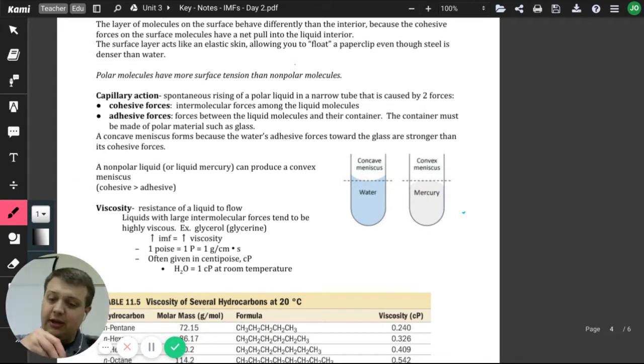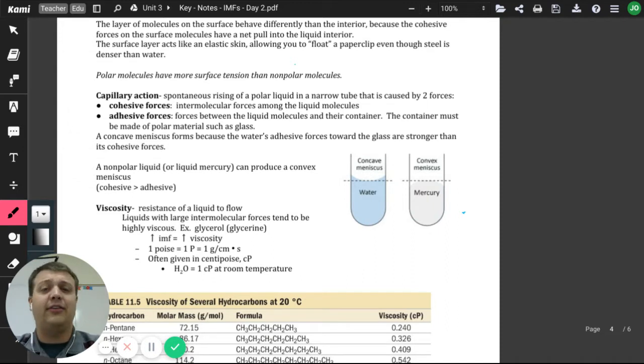And so capillary action is, again, going to be those two forces that are causing it to pull in one direction or another, either towards the molecules themselves in the liquid or towards the container that they're in. Okay. Now, the next one we have is viscosity.